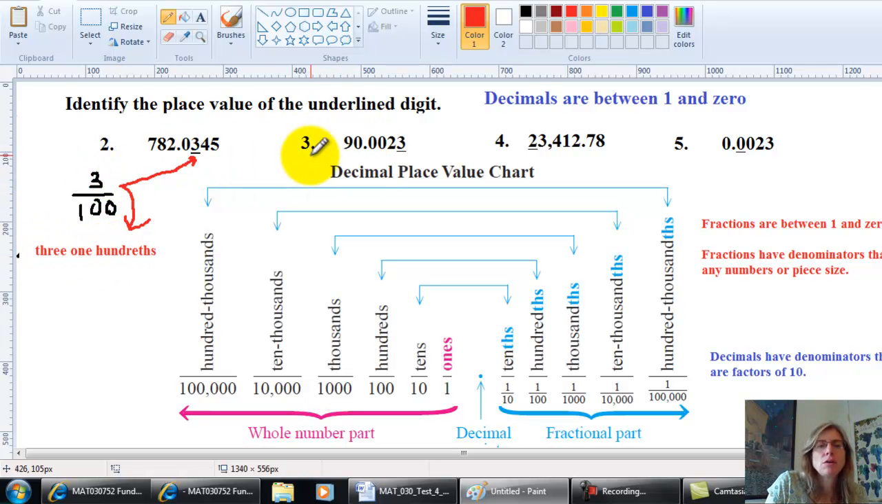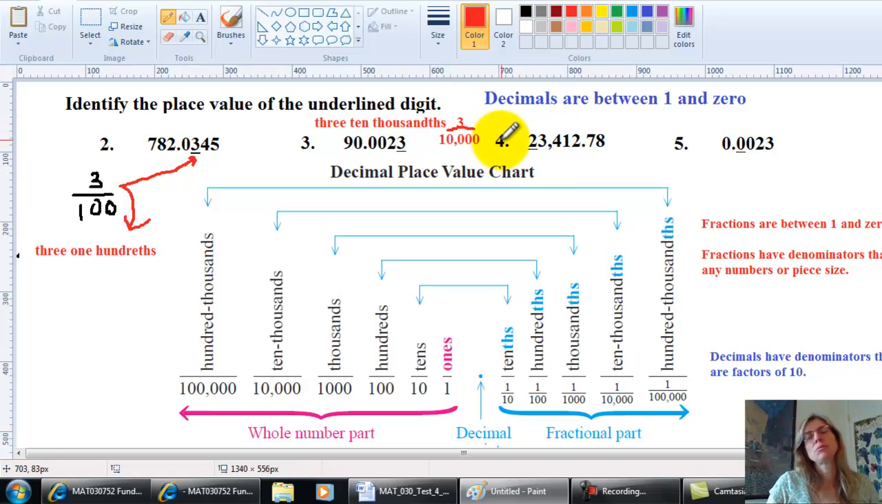So number 3 over here, we're going to look at this digit 3 and see its place value. Well, there's the decimal point. We'll go 1, 2, 3, 4 places to the right, which will be tenths, hundredths, thousandths, ten-thousandths. So that would be this number here. Written out, that's 3 ten-thousandths, and drawn as a fraction, that's 3 over 10,000, like that.